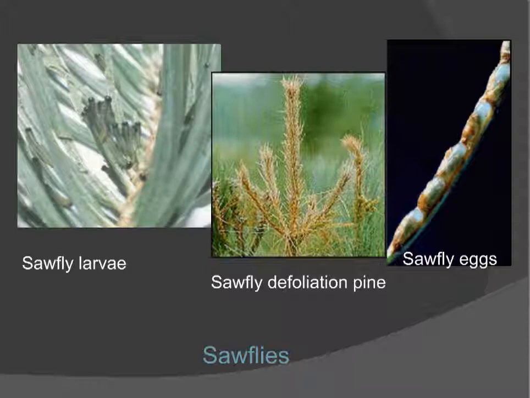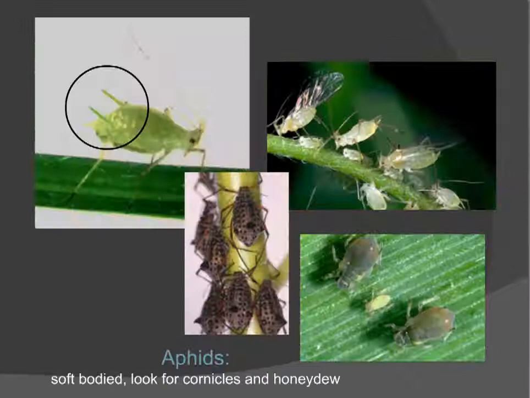Sawflies, sawfly larvae, as you can see, they kind of hang out in a clump and they munch on the needles, so you'll get this ragged, half defoliated needles. We have seen some of this on pine as well as spruce.